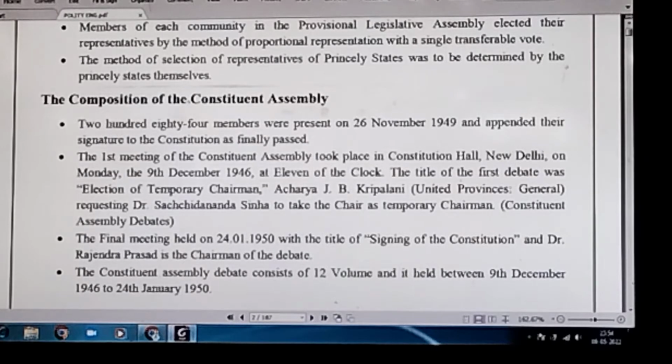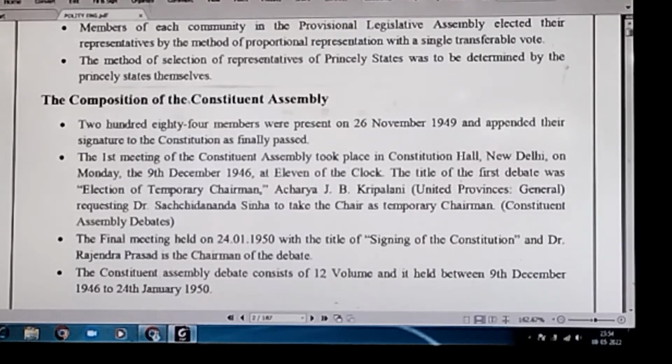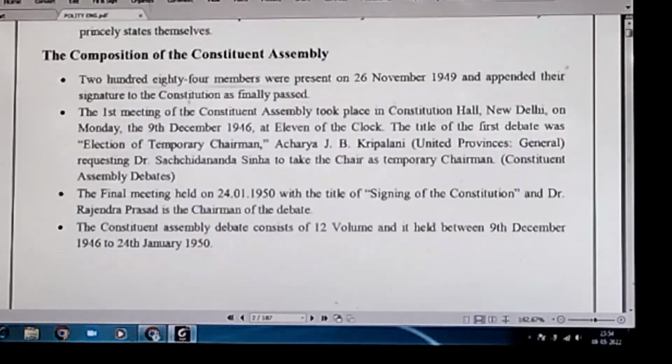The final meeting was held on 24/1/1950 with the title of Signing of the Constitution, and Dr. Rajendra Prasad was the chairman of the debate. The Constituent Assembly debate consists of 12 volumes and it was held between 9th December 1946 and 24th January 1950.